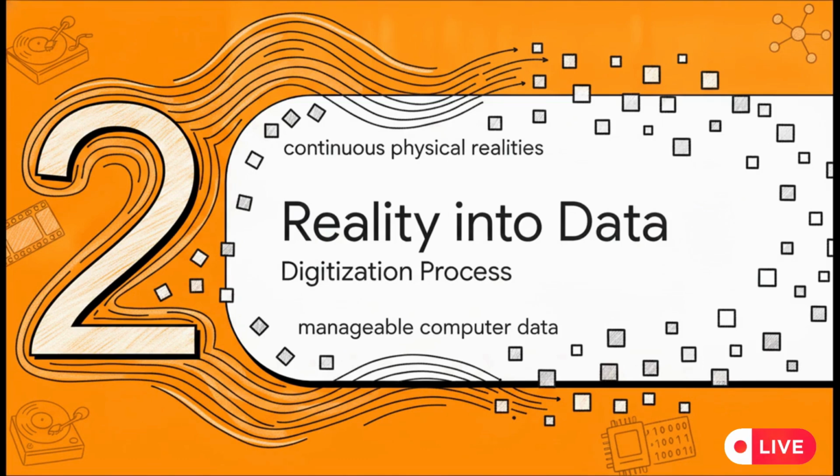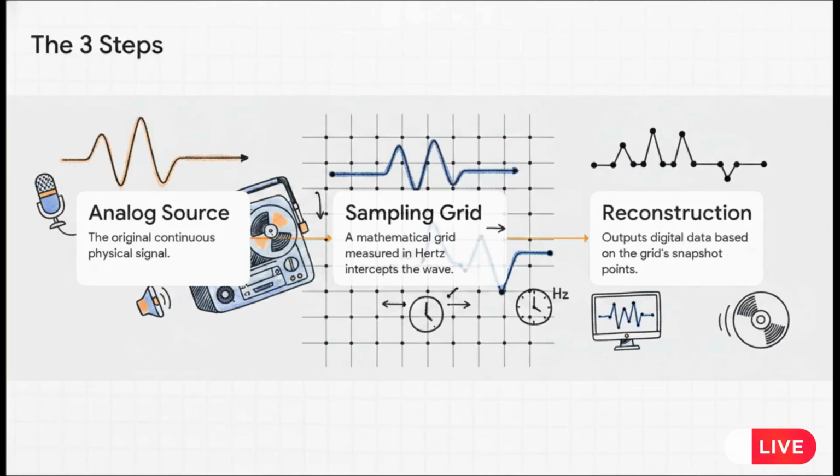So let's look at how we actually take those flowing, continuous physical realities and translate them into manageable computer data. Digitization isn't magic, even if it seems like it sometimes. It actually requires 3 very distinct phases to successfully rebuild reality inside a computer. First, we have the original analog source. Second, we apply a strict mathematical sampling grid, which is measured in hertz. And third, we output the final digital reconstruction based entirely on the data points gathered by that grid.